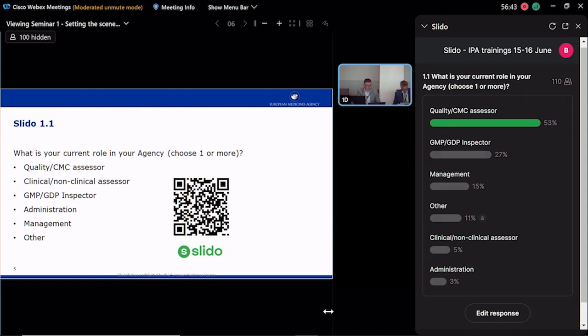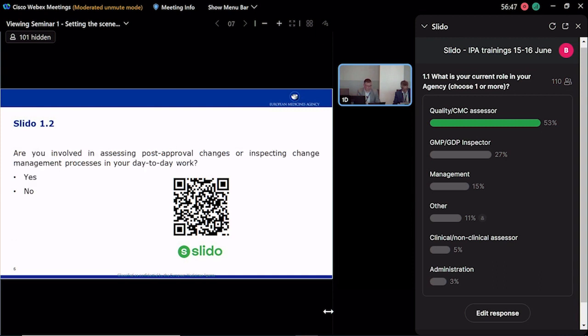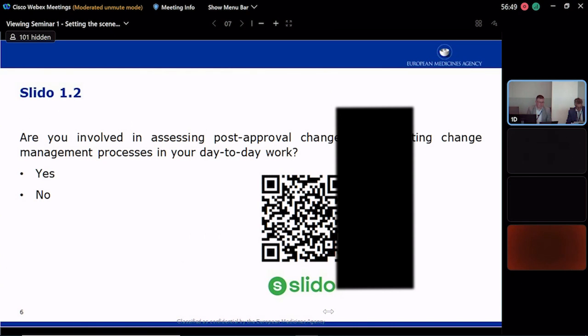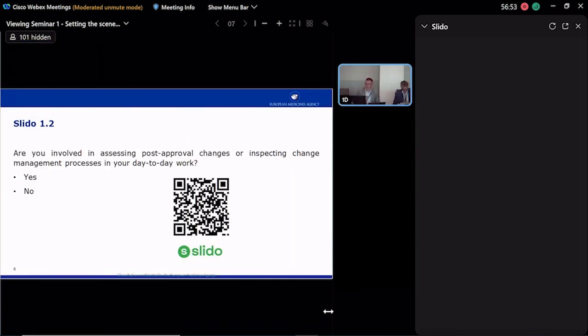Okay, so I'm going to go to the next question now. Are you involved in assessing post-approval changes or inspecting change management processes in your day-to-day work?